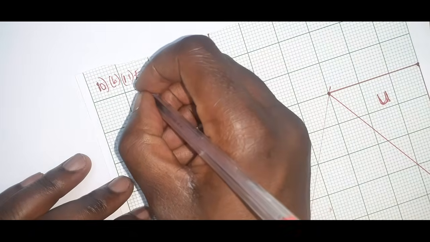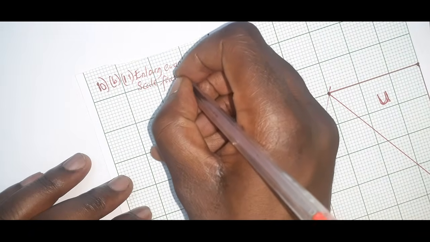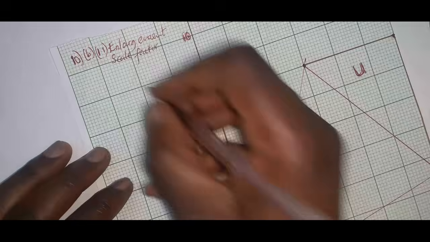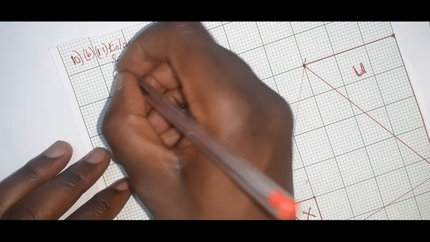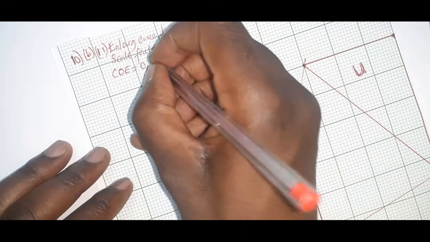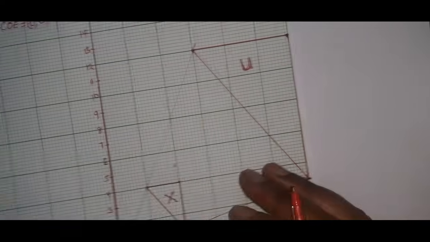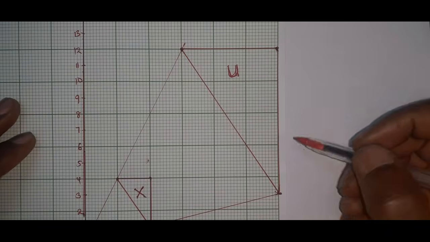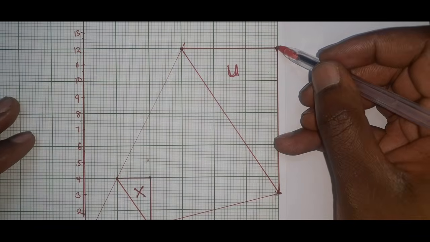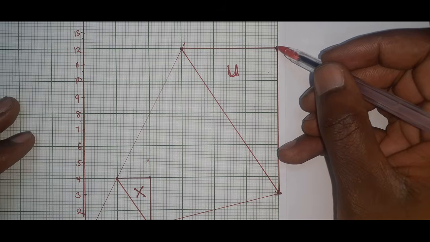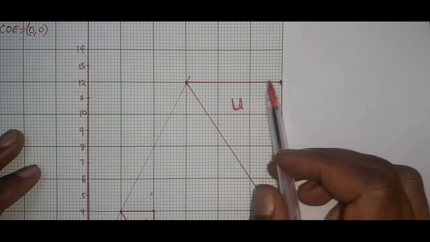Okay. Then scale factor, okay. And the center of enlargement is 0,0, or the origin. Then the scale factor, what are we supposed to do? You can pick one side, for instance, from this point up to this one. What is this? Or we can pick this side that is properly done.